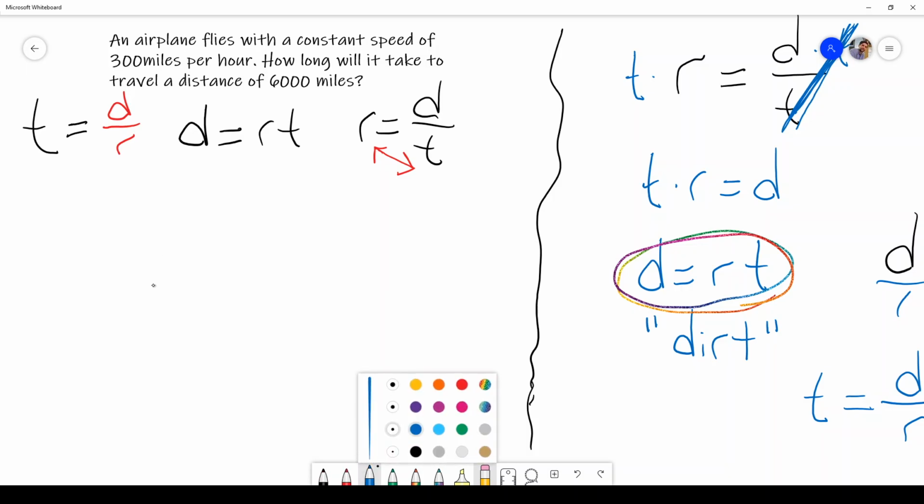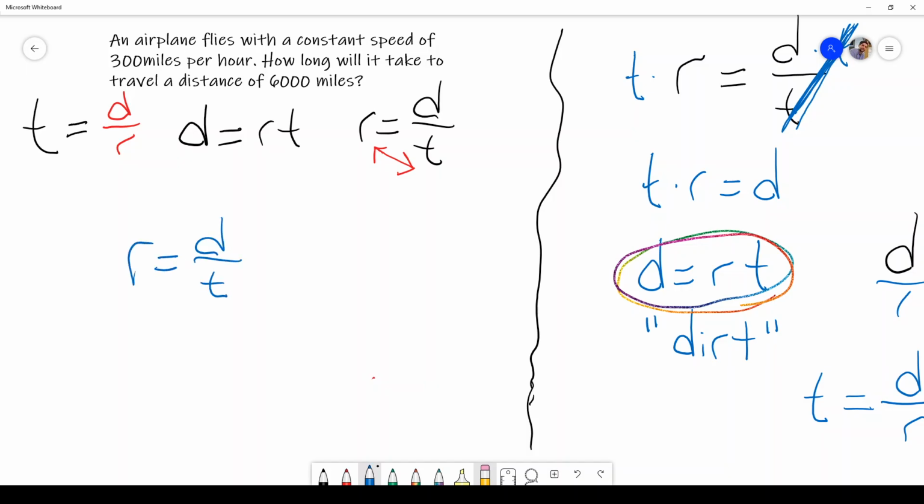So if I started with the original one that we just talked about, and here's your homework, by the way. If I started with R equals D over T, and you're solving for T. We just did it. Multiply both sides by T. Those cancel. T times R equals D. You're just plugging in two things for D.